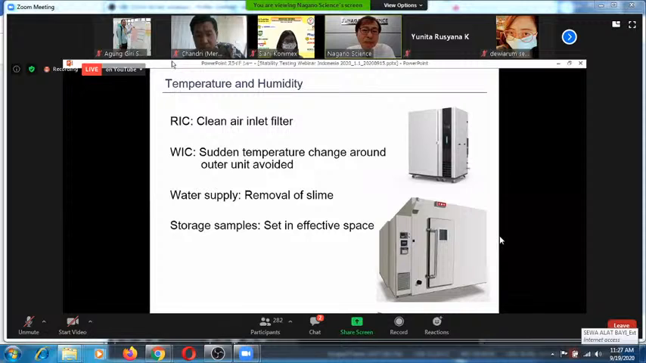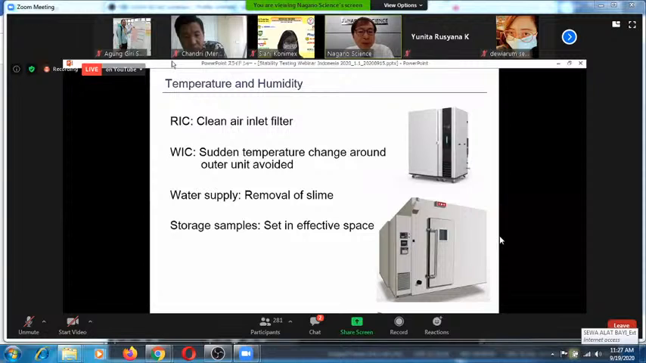One effective way is to equip an emergency power generator, something like that. And for the chamber, there are some important remarks for the daily check. For the reach-in chamber, we have to check if the inlet filter is clean. For the walk-in chamber, we should be aware of sudden temperature change around the outer unit, then we have to be careful. And since we use water, there may be water slime, so we have to be careful.